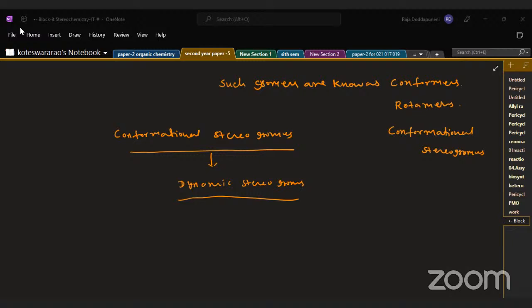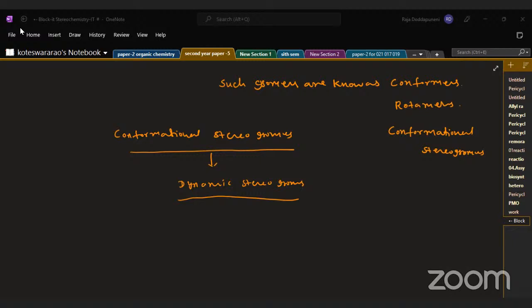Okay. A study of the physical and chemical properties of a molecule in terms of its various conformations is called conformational analysis. Once you understand conformational stereoisomerism, after that you need to study their physical properties and their chemical properties. This study is known as conformational analysis.